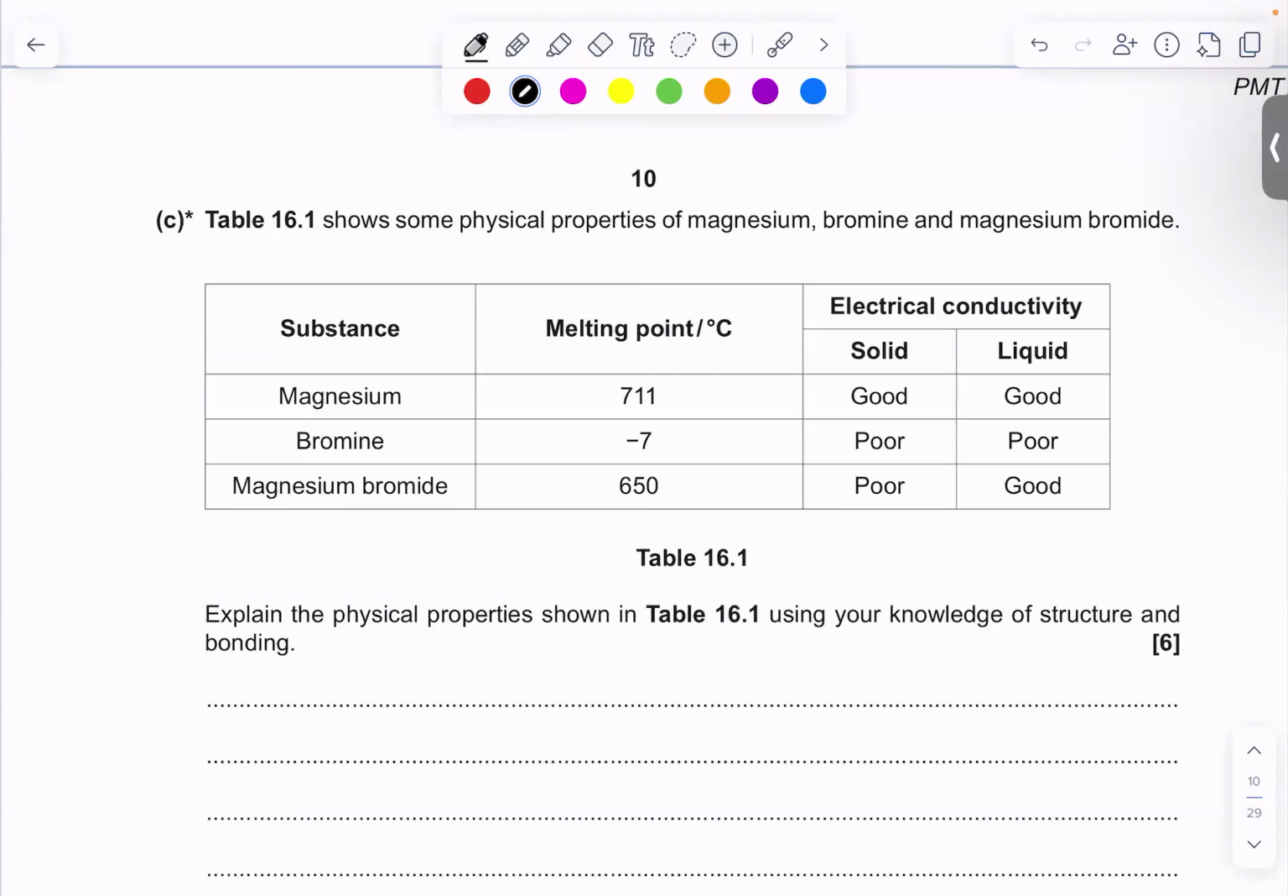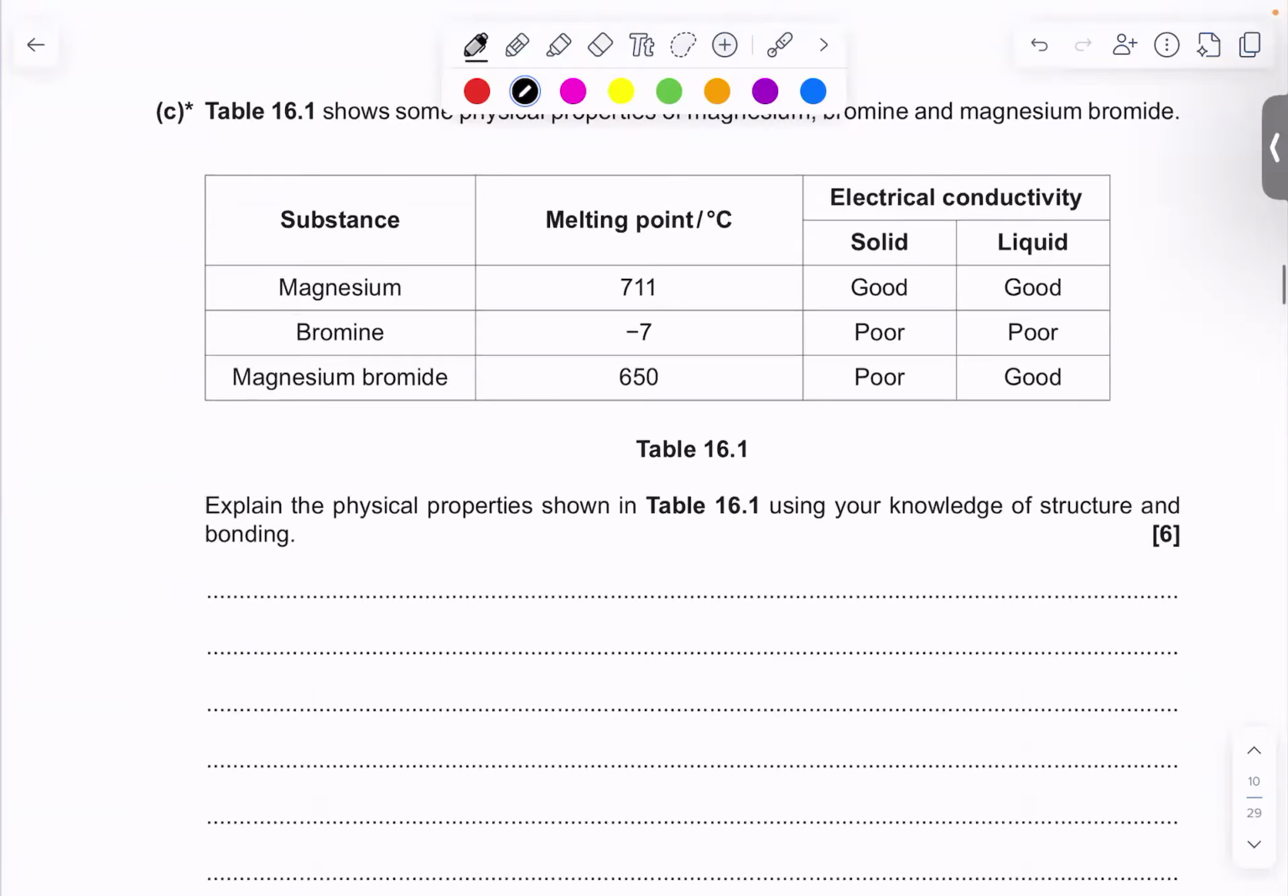Okay. And bromine has a simple molecular structure. Yep. And then magnesium bromide is giant ionic. Yes, it has a giant ionic lattice. And then you need to relate the melting point with the type of attraction present. So magnesium has the highest because there is an attraction between the metal cation and the sea of delocalized electrons.